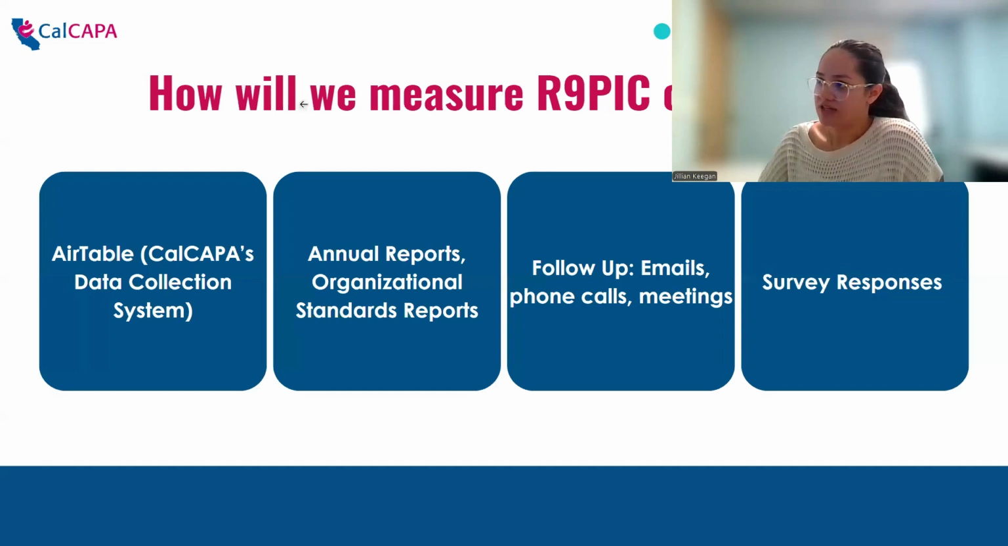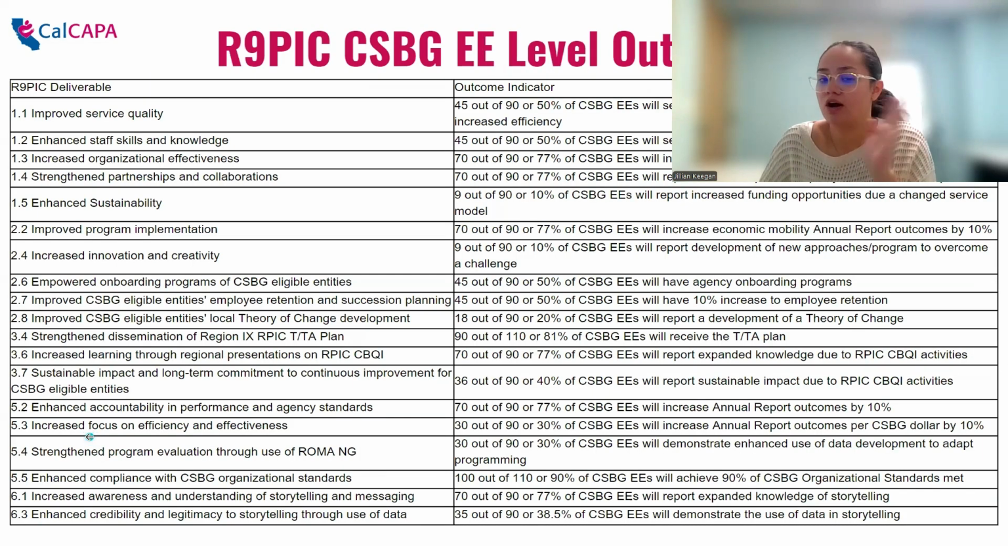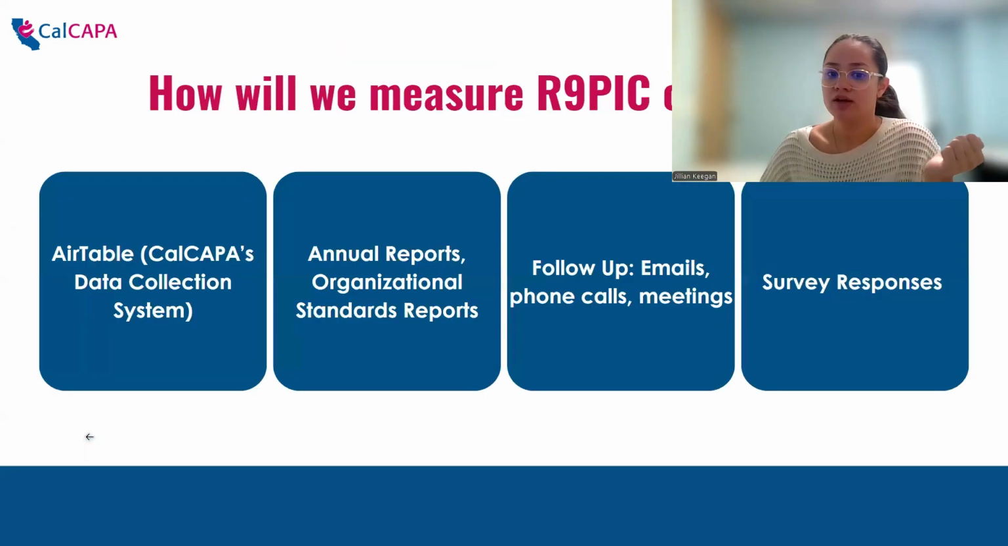So how will we measure these outcomes? There's a few different ways we're going to go about measuring all of these outcomes, and of course the other levels of intervention outcomes as well. First, here at Cal Kappa, we use Airtable, which is our data collection system to keep track of our trainings, our rosters, attendance sheets, and pre and post surveys. We use this system to measure some of our outcomes and to help determine what we need to do to follow up to be able to measure some of those other outcomes.